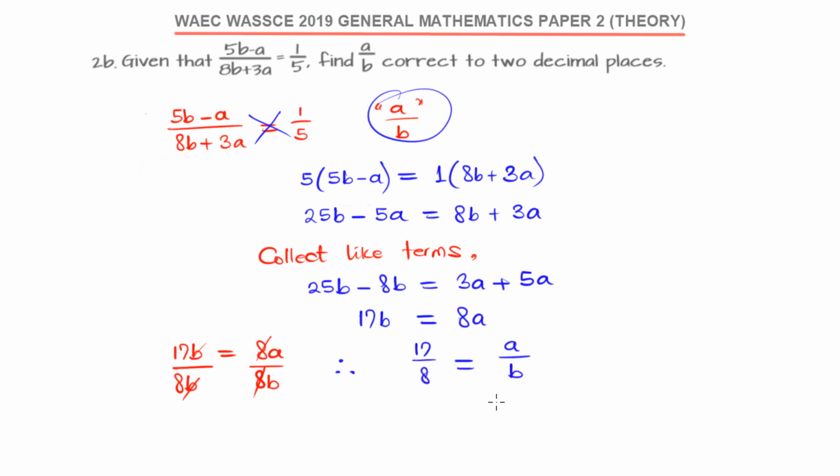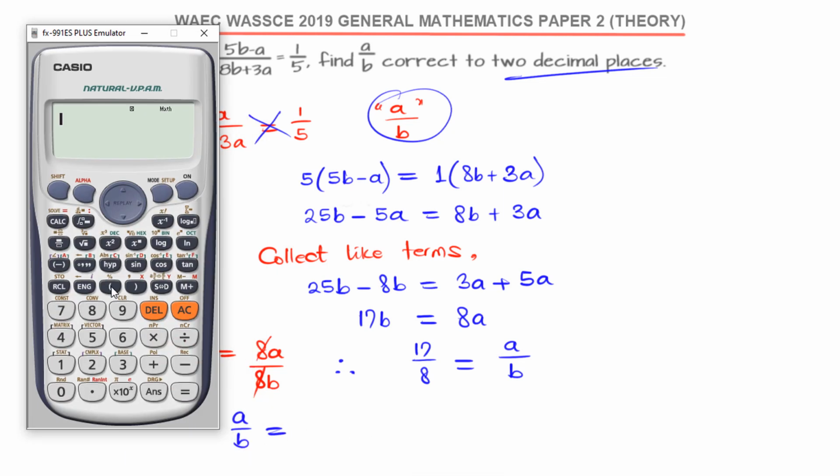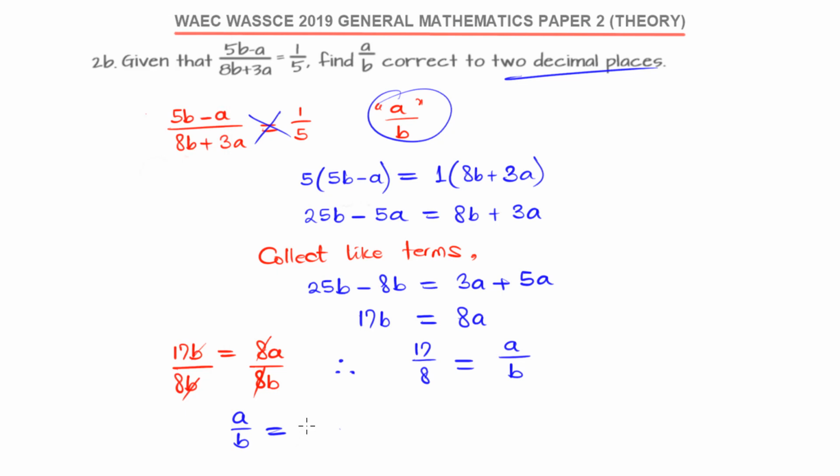But we're asked to leave our answer correct to 2 decimal places. So we can say a over b is equal to 17 over 8 on our calculator. 17 divided by 8, that is 2.125. But to 2 decimal places will mean that we round up the 5. 5, when we want to round up, will become 1, and we add to the initial entry. So the correct answer is 2.13, correct to 2 decimal places.